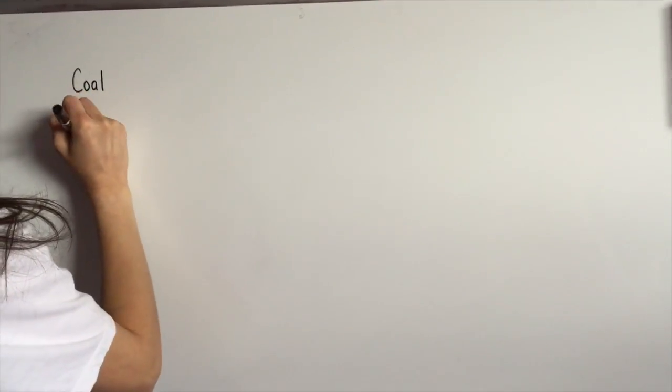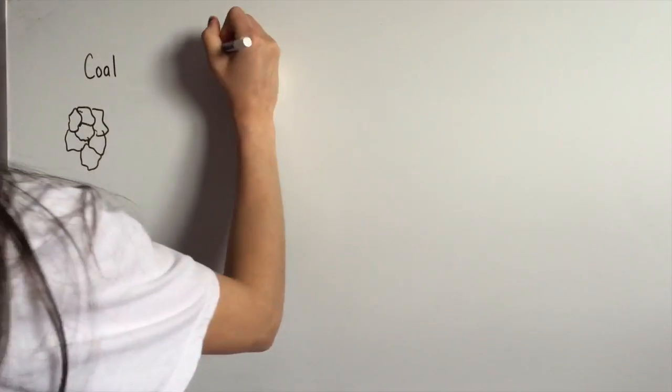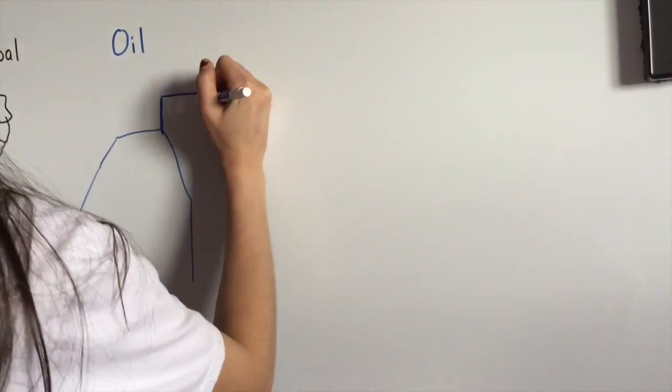Coal is an example of a common fossil fuel. It is used often due to how inexpensive it is to produce. However, it creates many pollutants such as CO2 and SO2.